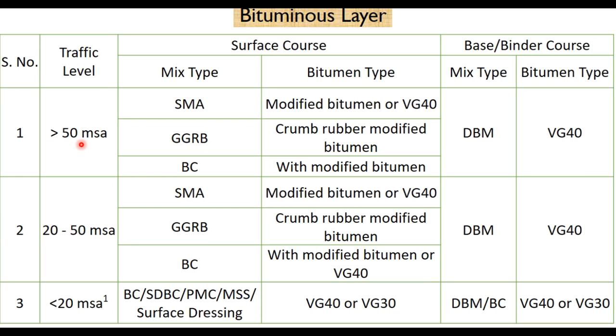Now the bituminous layer is provided as per this table depending upon traffic condition. For 50 MSA or more, the mix type used in the surface course can be stone matrix asphalt. It can be a gap graded mix with rubberized bitumen or bituminous concrete, and the corresponding binder course will be DBM. So this table can be used as a guide to select the type of binder course and surface course.